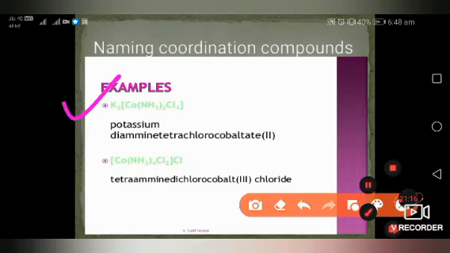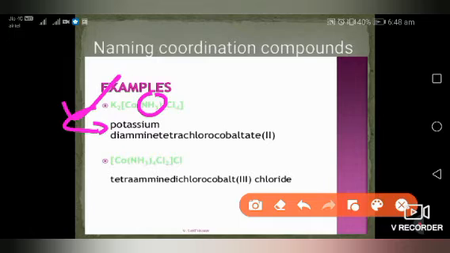So there is one example like K2. As I said, first we will write K2, potassium. Then we will write the primary valency, diamine. Then we will write chlorine if it is inside the bracket, tetrachloro, cobaltate. And how to calculate this oxidation number, that you also need to learn.